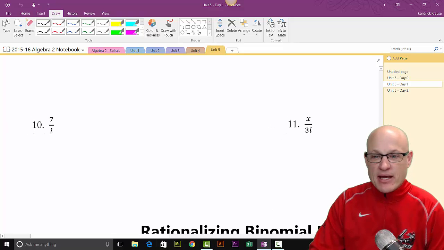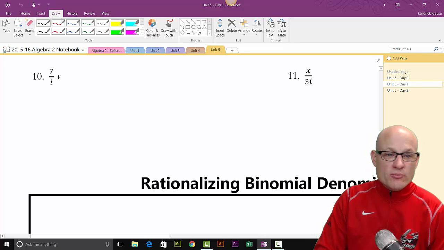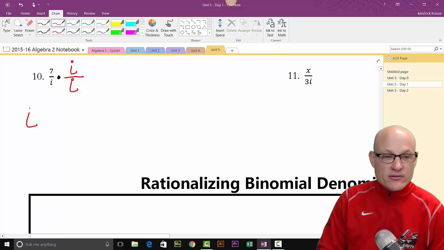Number 10 has the imaginary number i in the denominator. So what we're going to do is multiply by 1 in a very fancy way. We're going to multiply by i over i. By the way, get in the habit of writing your i's like this or something like that.